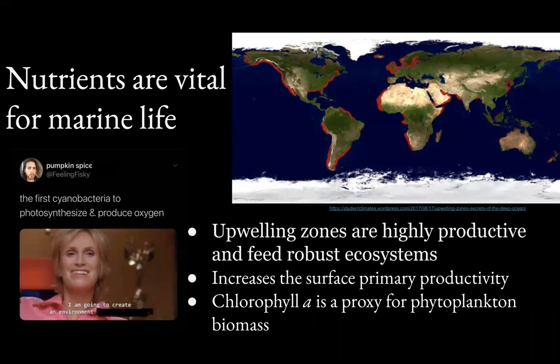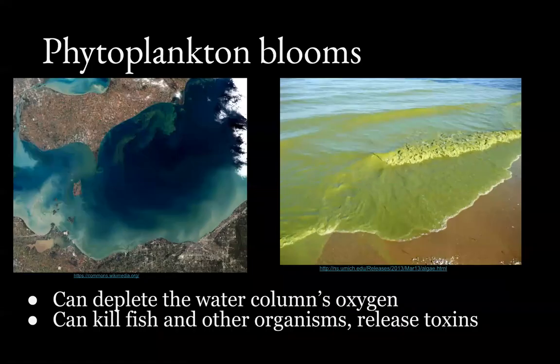However, a balance of nutrient input is key. Eutrophication, or excess nutrient input, can cause too many phytoplankton to bloom, and they end up depleting the water of oxygen, making it uninhabitable for other organisms.